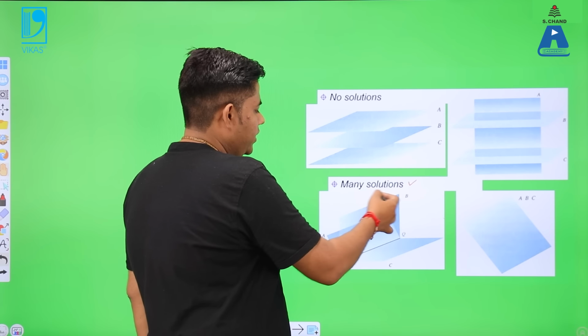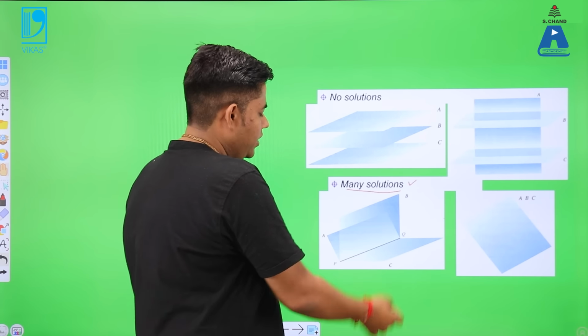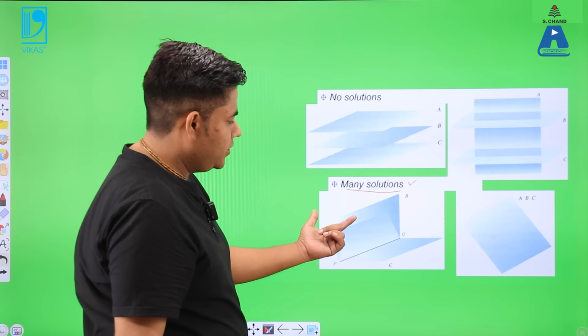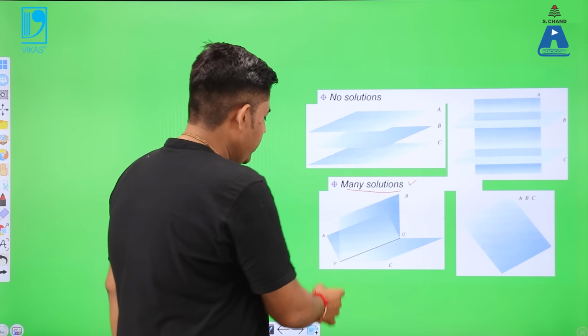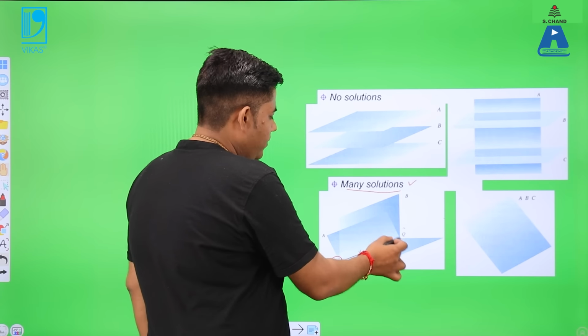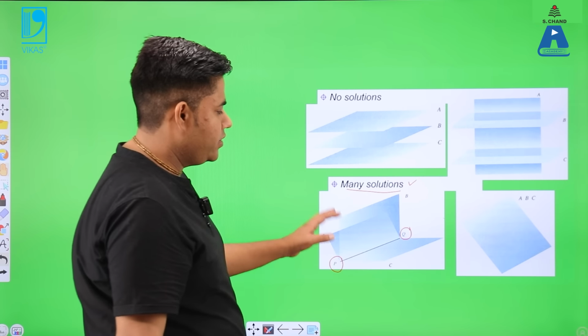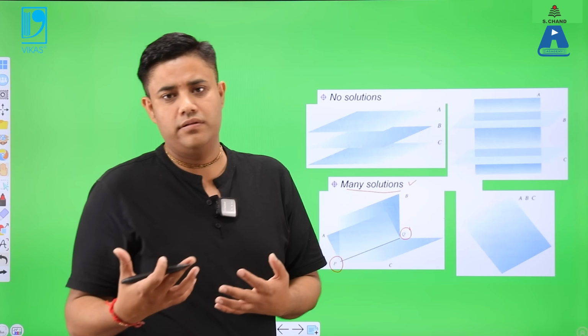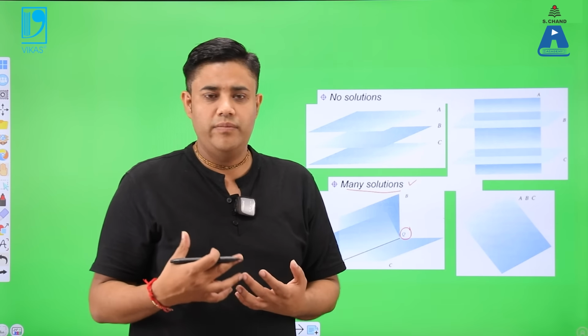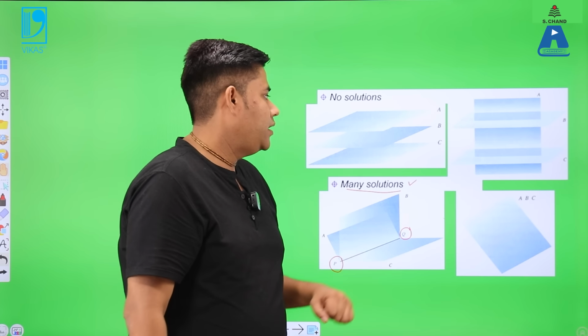And for the next set, it has many solutions. That means the planes would be intersecting along a line at many locations. Let's say P and Q are two different locations at which they are intersecting. That means we have many solutions that can be derived from this particular set.